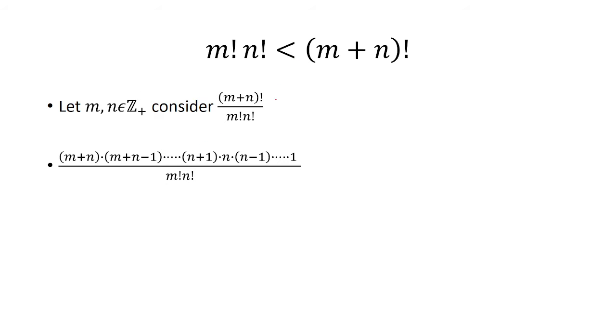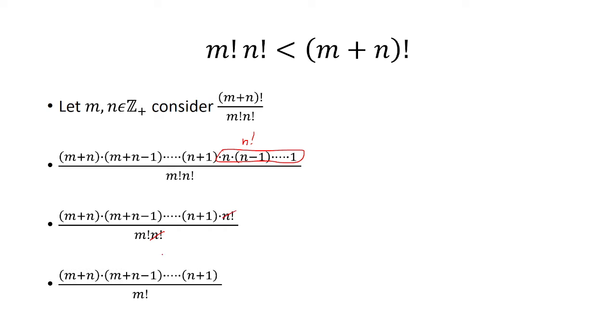Okay, well, I know that m plus n factorial is m plus n times m plus n minus 1, all the way to n plus 1, times n times n minus 1, all the way up to 1. And now I can break this up, or I can group it together. This n times n minus 1 all the way up to 1 is just n factorial. And so I have an n factorial on the top, n factorial on the bottom. Those are going to cancel, and so I'm left with this.